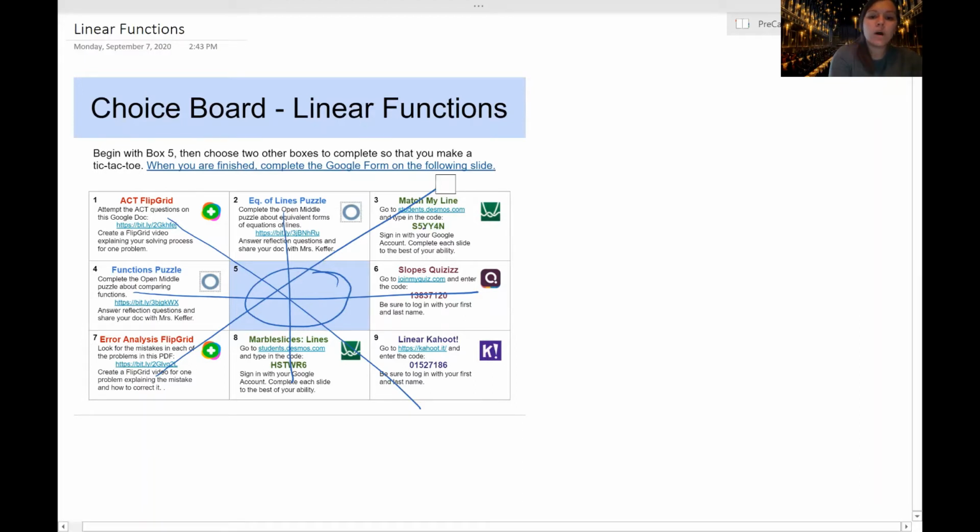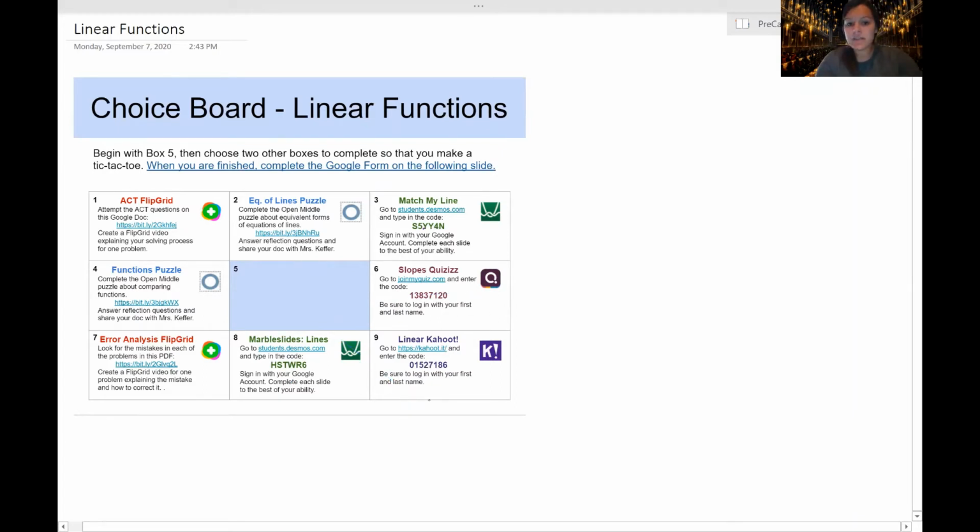Once you are done with that, then you are going to complete the Google form, which is on slide 2. On that Google form, you're going to tell me which boxes you completed. You can give me the number, you can give me the name, and what you learned and what questions you have. Now, here's what I want to be very clear about.